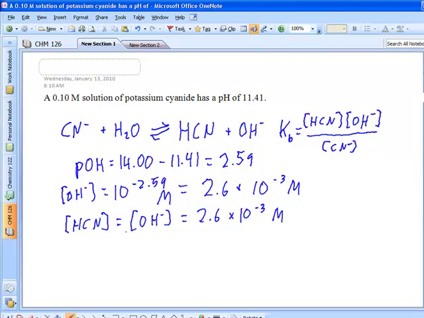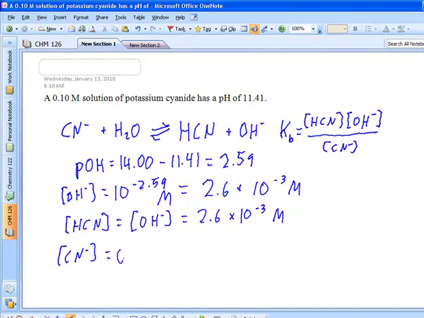The concentration of the cyanide ion is going to be the initial concentration of the solution, since the cyanide was generated from the dissociation of potassium cyanide in the first place, minus the amount of cyanide ion that underwent hydrolysis. So in this case that would be 0.10 molar minus the 2.6 times 10 to the negative third molar.